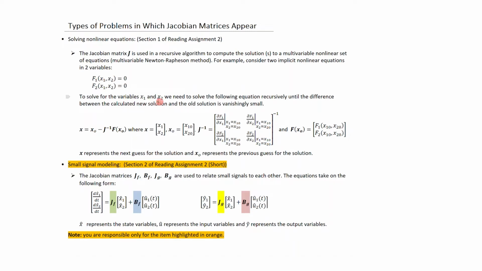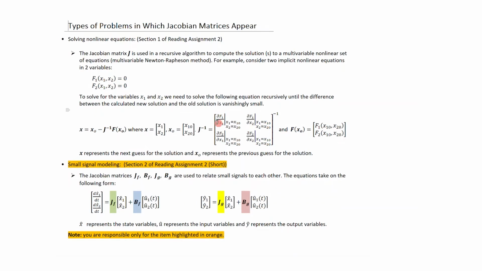So to solve for the variables x1 and x2, we need to solve the equation recursively until the difference between the calculated new solution and the old solution is vanishingly small. I've written it out in this form where x is just a column vector with the two unknown variables, x1 and x2. x0 is your guess as to what the roots should be, x1,0 and x2,0. J minus 1 is just the inverse of the Jacobian matrix, and f of x0 is just the solution of these two equations at the guess values for x1 and x2.